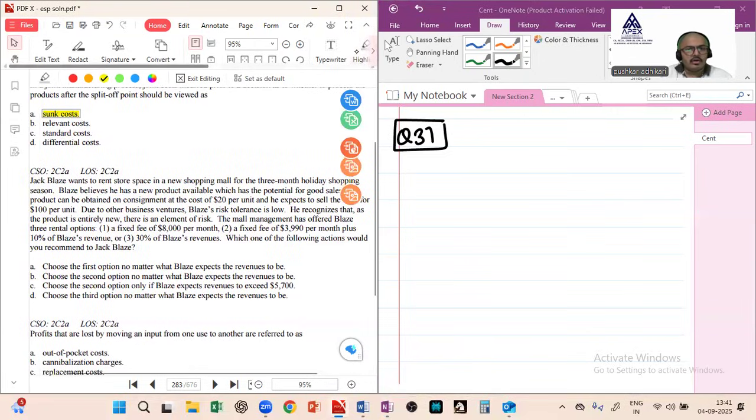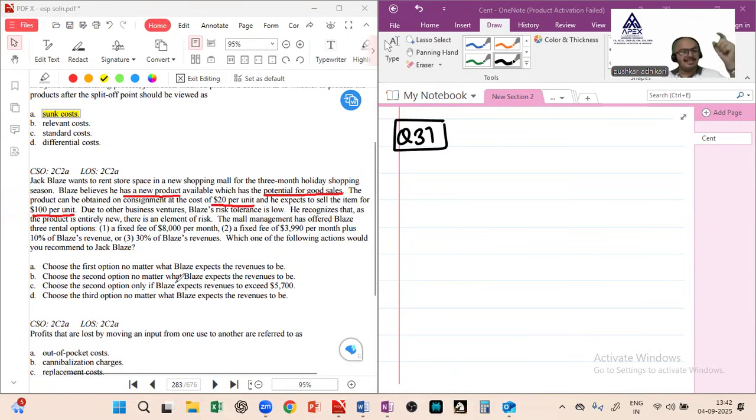For a 3-month holiday shopping season, he believes that he has a new product which is available, which has the potential for good sales. He thinks that this product has got good sales. The product can be obtained on a consignment at a cost of 20 per unit, and he expects to sell the item for 100 per unit. So he has got a good margin as well.